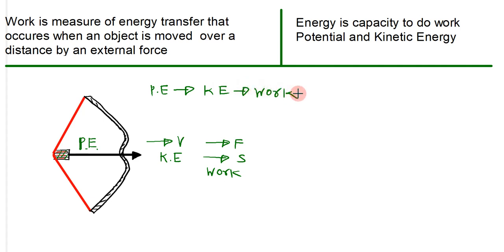So work is a measure of energy transfer that occurs when an object is moved over some distance by some external force F. And energy, it may be potential or kinetic, is a capacity to do work. It has a potential to do work, then it is called potential energy. If a mass is moving with some velocity, that gives a kinetic energy. Potential energy is mg into h.